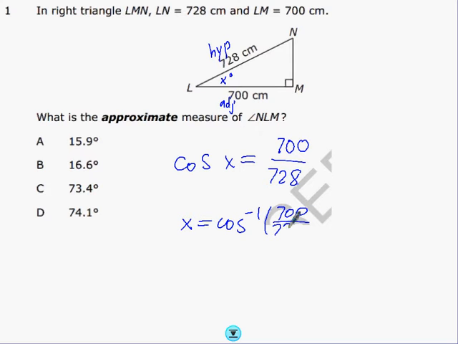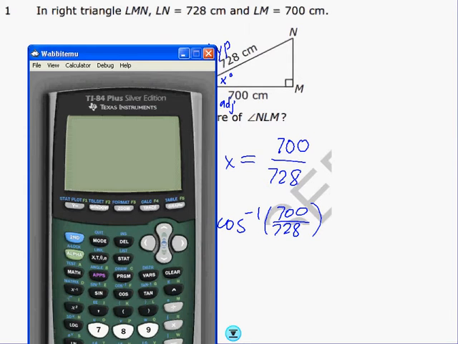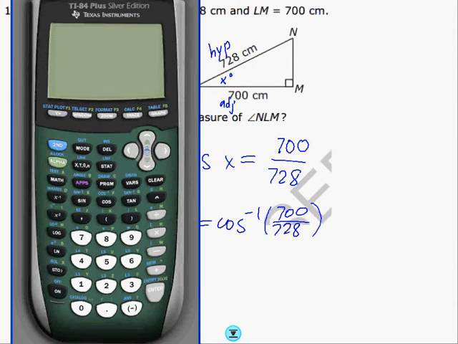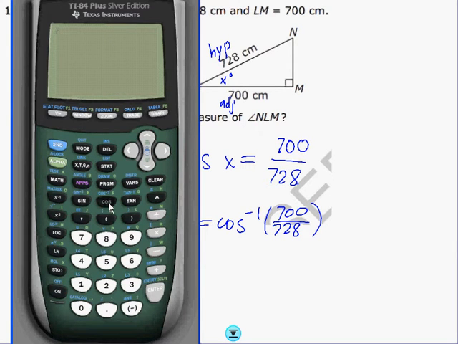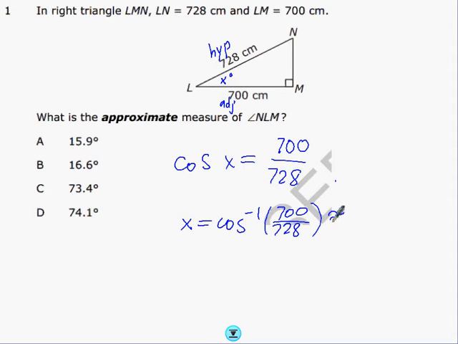And I'm going to have to get out my calculator to do that. Inverse cosine. I need to make sure I'm in degree mode. And I am. Okay. Second, cosine, 700 over 728. And the answer is 15.94. 15.9 degrees.